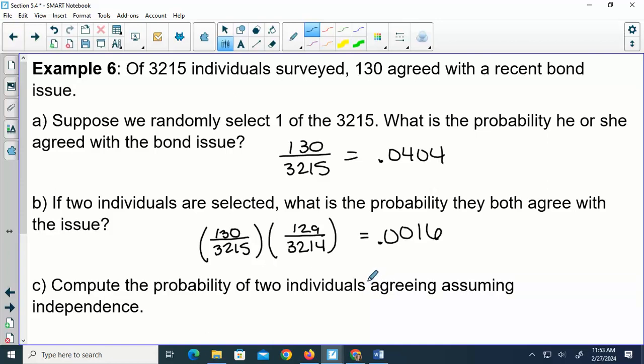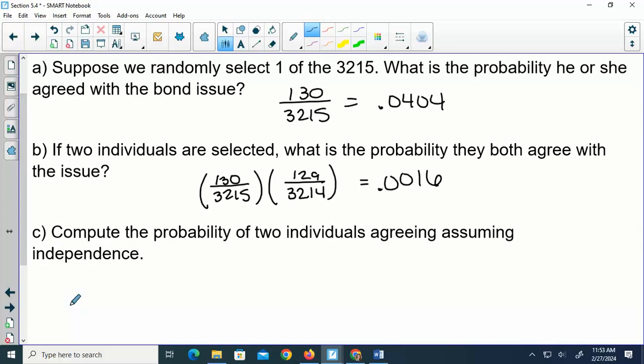It's unusual. Be very unusual to select two people that agree. In fact, it would even be unusual to select one person that agreed, since it's less than 5%. Okay, compute the probability of two individuals agreeing, assuming independence.